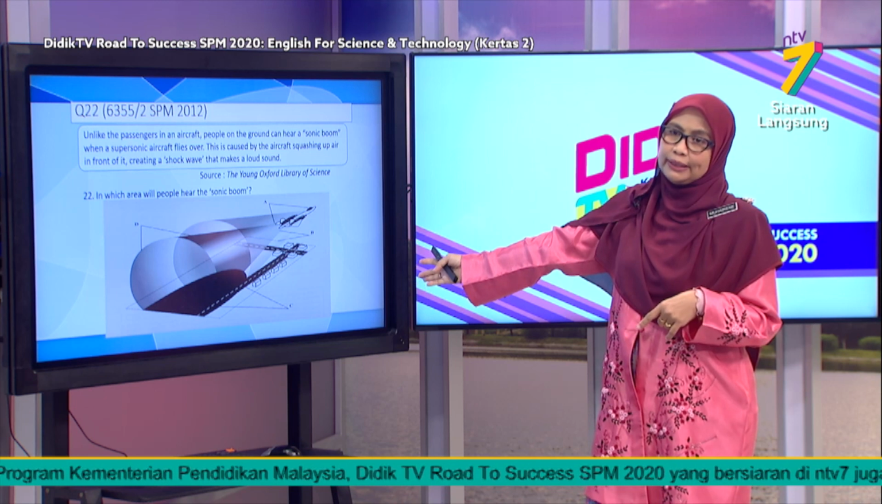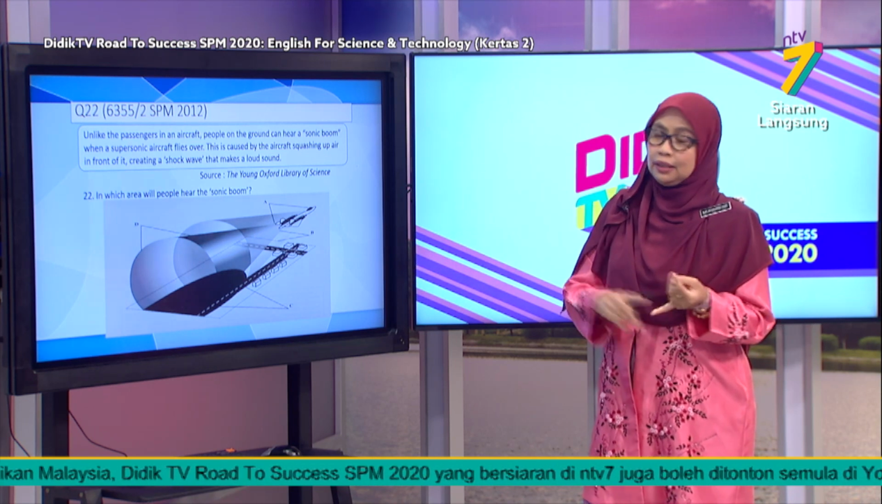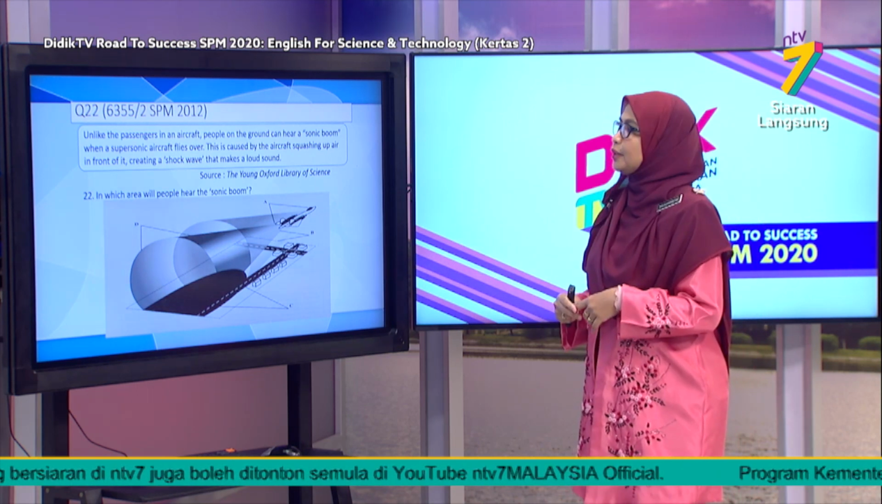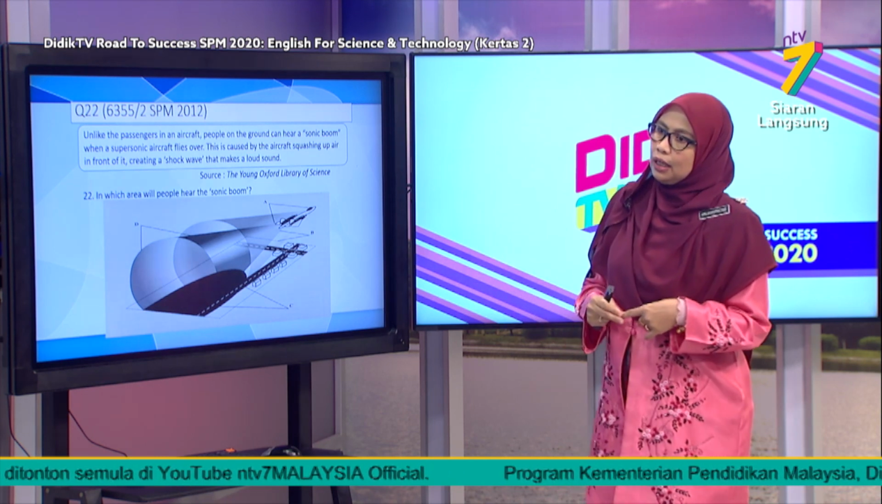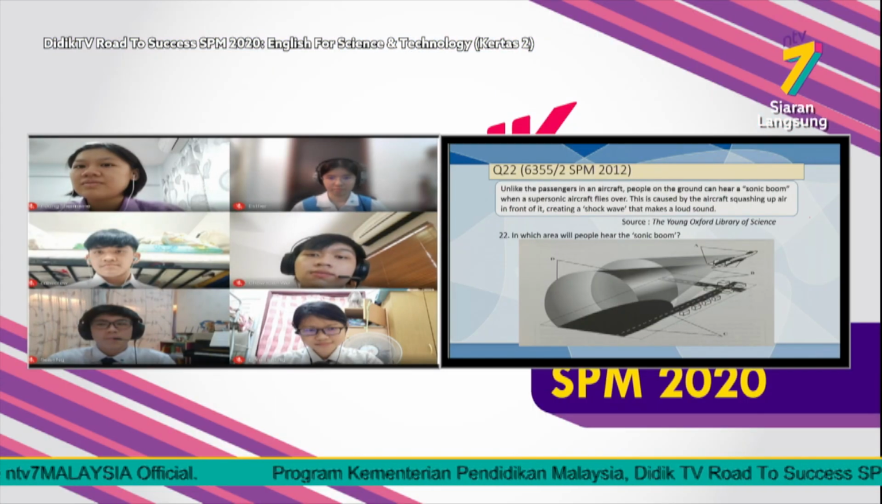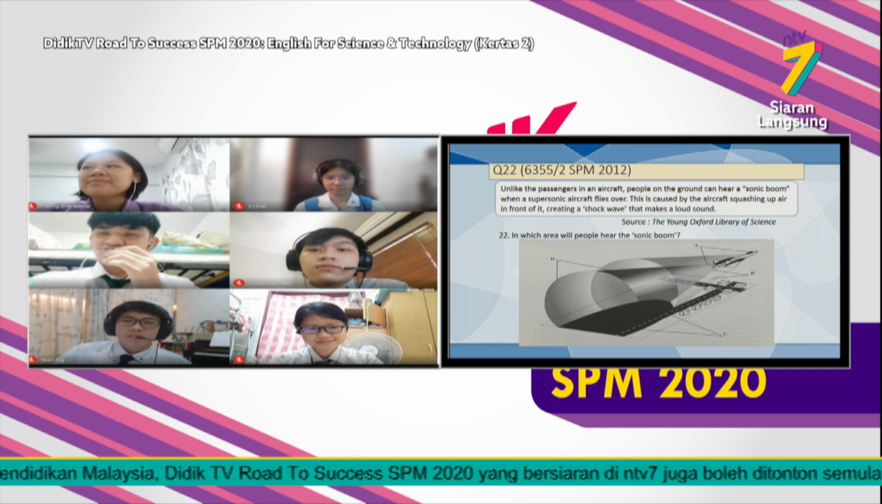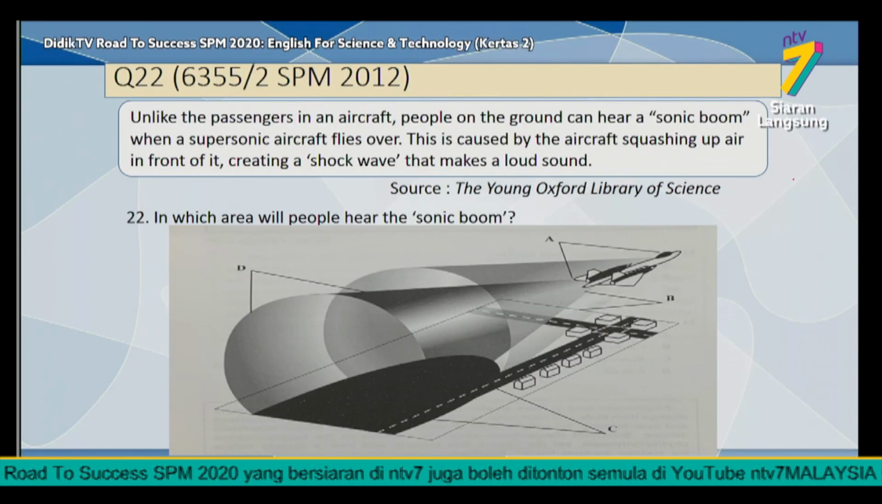This is another type of question. Just now the first one was the linear graph, and then we have a picture, a graphic here. So, who wants to read? Justin? Can you zoom in first? Thanks. Unlike the passengers in an aircraft, people on the ground can hear a sonic boom when a supersonic aircraft flies over. This is caused by the aircraft squashing up air in front of it, creating a shock wave that makes a loud sound. Okay, thank you, Justin.